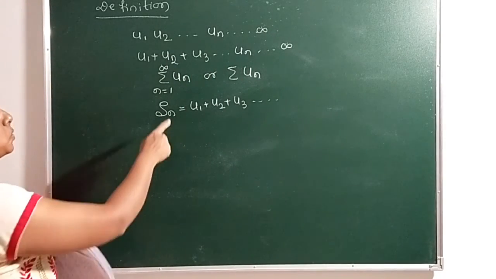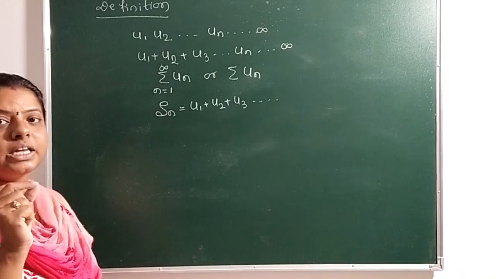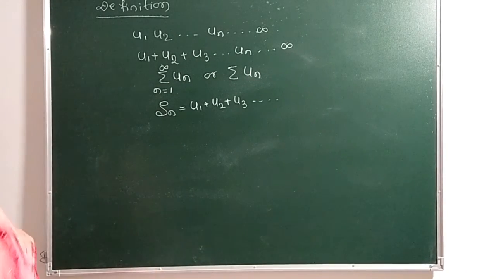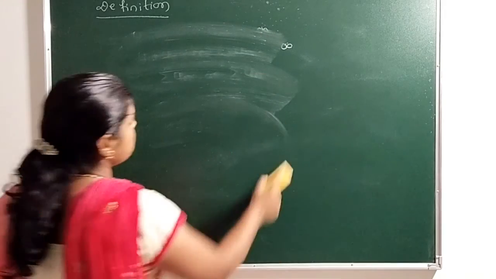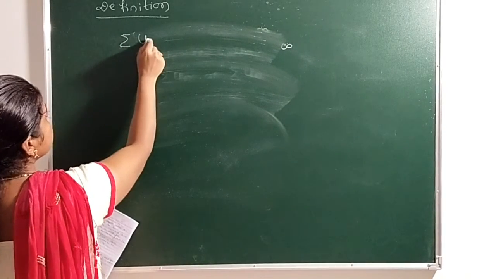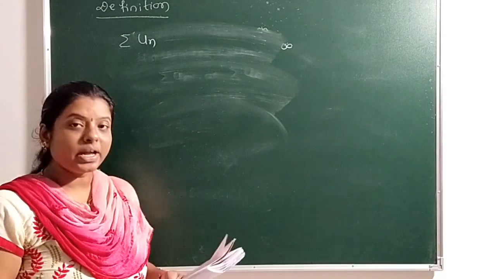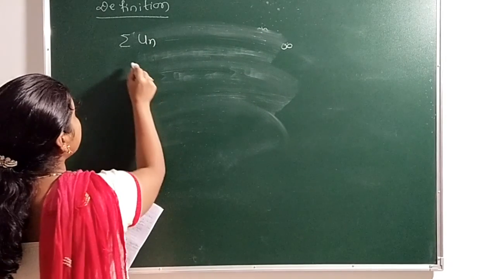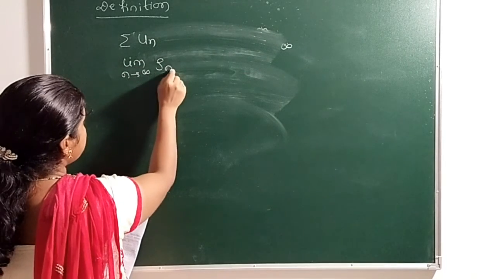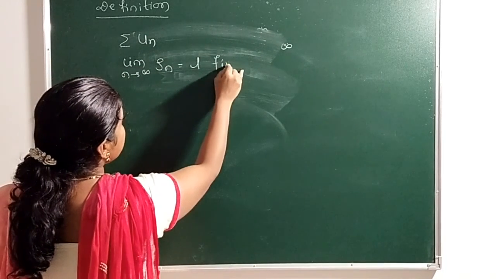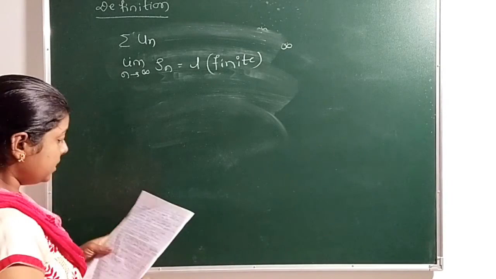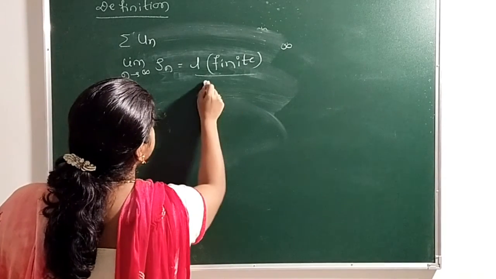Now we have to see how to recognize whether the given series is convergent, divergent or oscillatory. Now we take the convergent and divergent definitions. Convergent: the series summation of Un is said to be convergent if, when we apply the limit as n tends to infinity for Sn, we get L, and L must be finite. Then that becomes convergent.